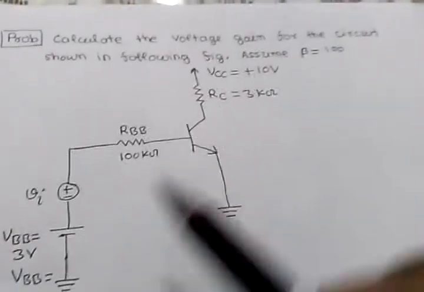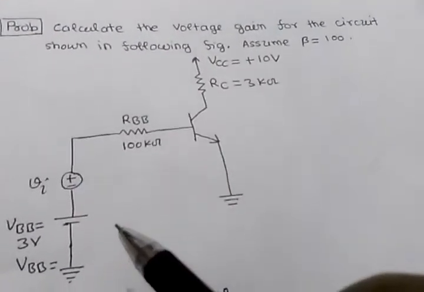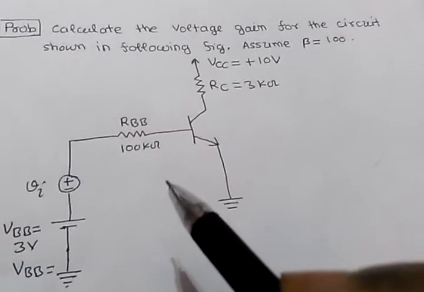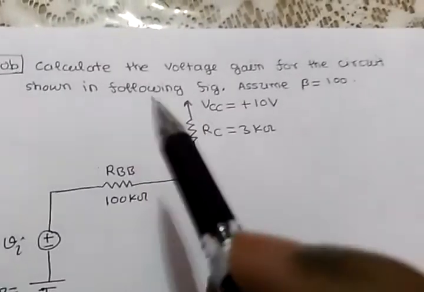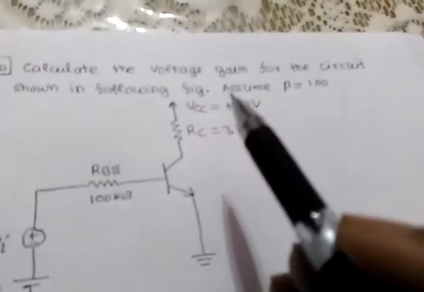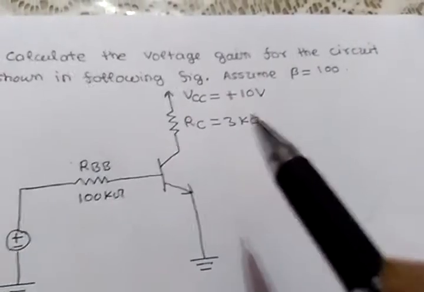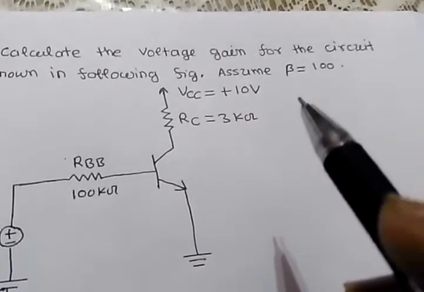In this video, we will solve a problem related to common emitter amplifier. The problem is to calculate the voltage gain for the circuit shown in the following figure. Assume beta equals 100.